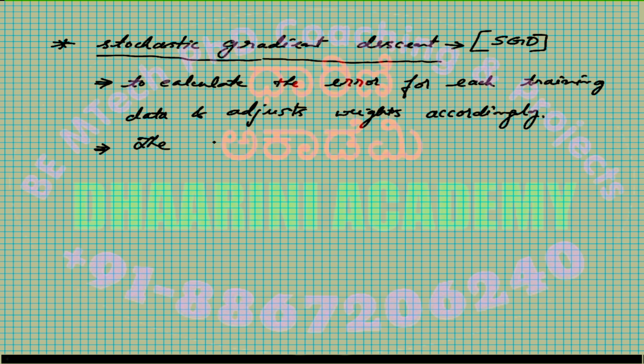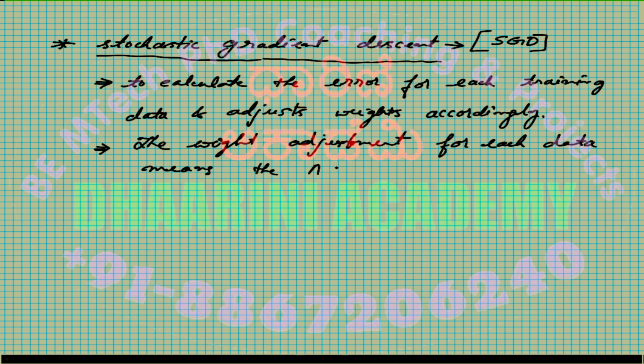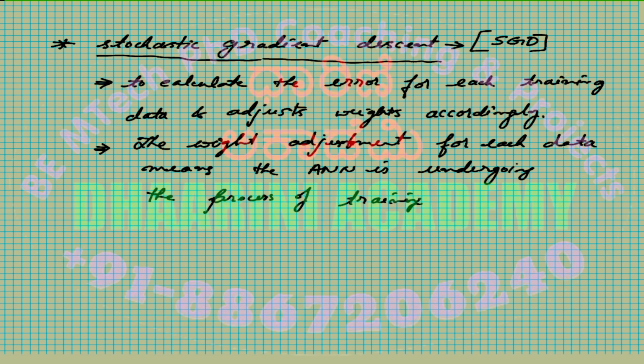So the weight adjustment for each of the training data, right? This means the artificial neural network is undergoing the process of training.